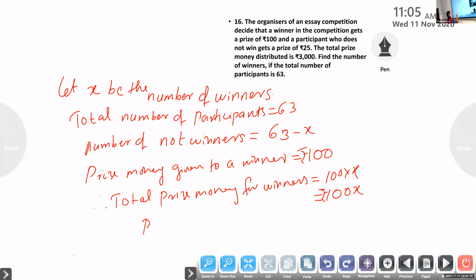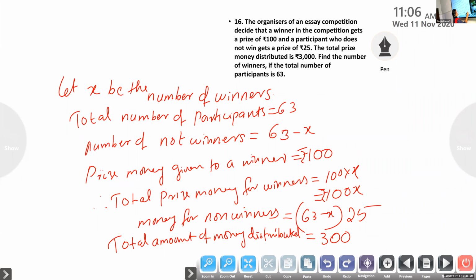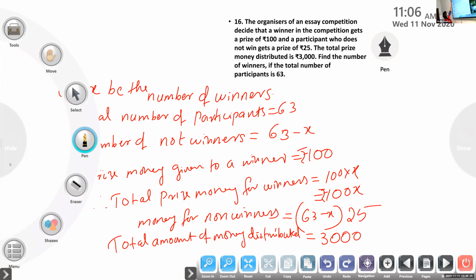Now, the money for non-winners. How many non-winners are there? 63 minus x. So the money for non-winners is 63 minus x into 25. So 100x is the money for winners, and 63 minus x into 25 is the money for non-winners. And the total amount of money distributed is equal to 3,000.